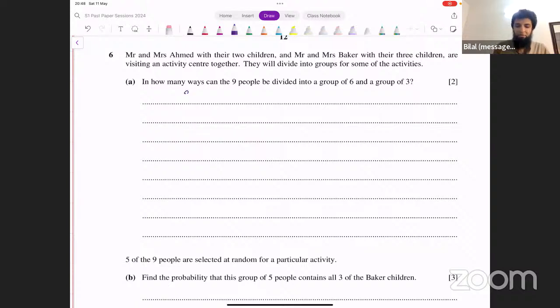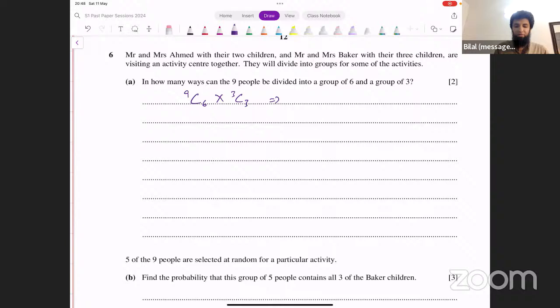So we can say out of 9, select 6 people for one group. And then the other 3 would automatically go to the other group, right? Or if you want, you can also do it like this. You can say 9C6 multiplied by 3C3, that the remaining 3 people, they go to the other group. Okay, and that will give you the result.